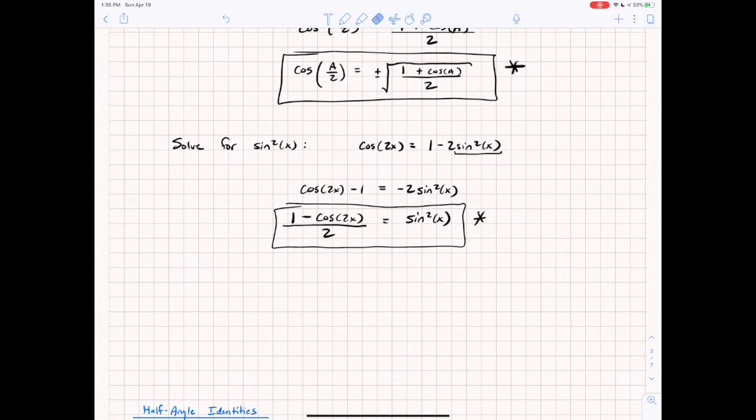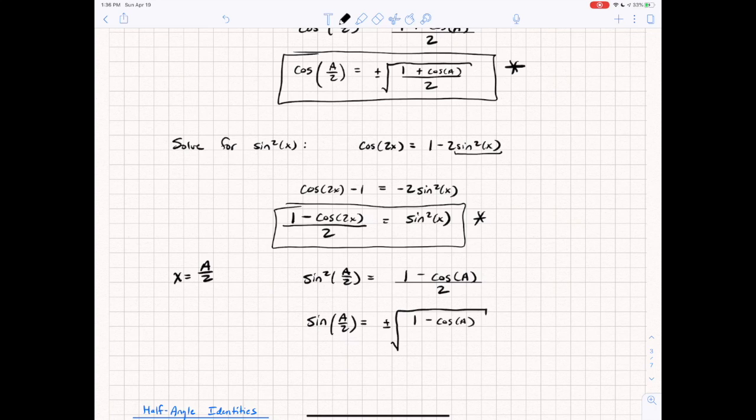Just like last time, I'm going to let x be equal to a divided by 2. And so plugging that in, I would get sine squared of a over 2 is equal to 1 minus cosine of a, divided by 2. And then taking the square root, I get sine of a over 2 is equal to plus or minus the square root of 1 minus cosine of a over 2. Here's the half angle identity for sine.